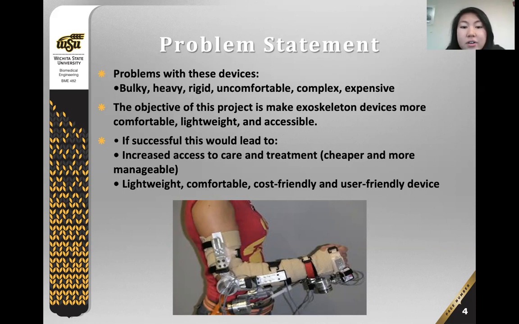In order to design the problem statement, a questionnaire survey was administered to 18 people regarding assist-as-needed exoskeleton devices. The general consensus was that these devices for rehabilitation can be uncomfortable, heavy, rigid, bulky, and expensive. To increase patient care and comfort, exoskeleton devices should be redesigned to be more lightweight, user-friendly, and inexpensive. Benefits of this redesign would lead to increased access to care at a lower cost.